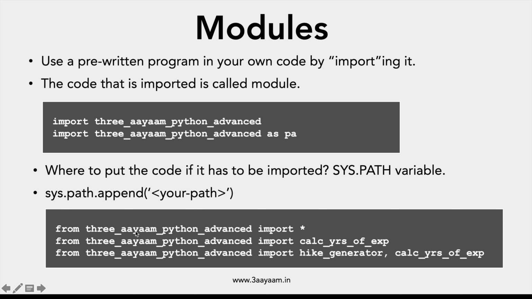There are three ways that you can import. We can import all the methods and all the classes from, let's say, 3IAM Python Advanced. I can import everything, or I can import an individual class like calculate years of experience, or I can import multiple classes or methods like hike generator, calculate years of experience, etc. Importing everything is not a good practice. You should always import only the functions, methods or classes that are needed in your program, because if you import everything and the module is pretty big, then your program size would also increase. So that's why it is not a best practice to import everything using the asterisk.